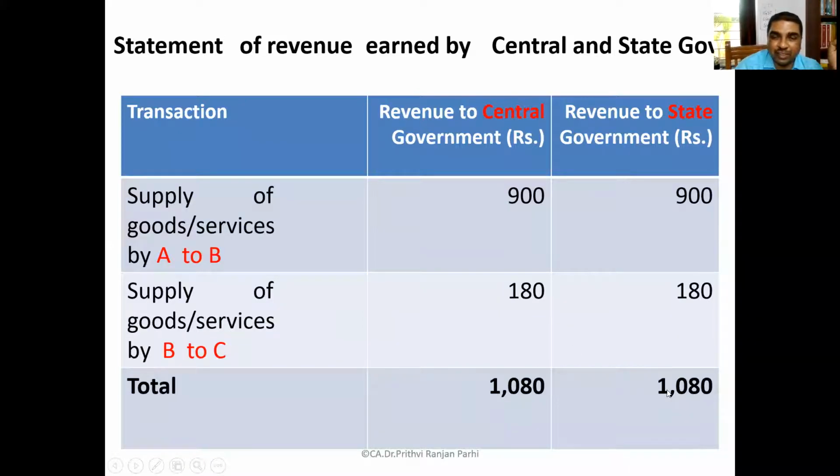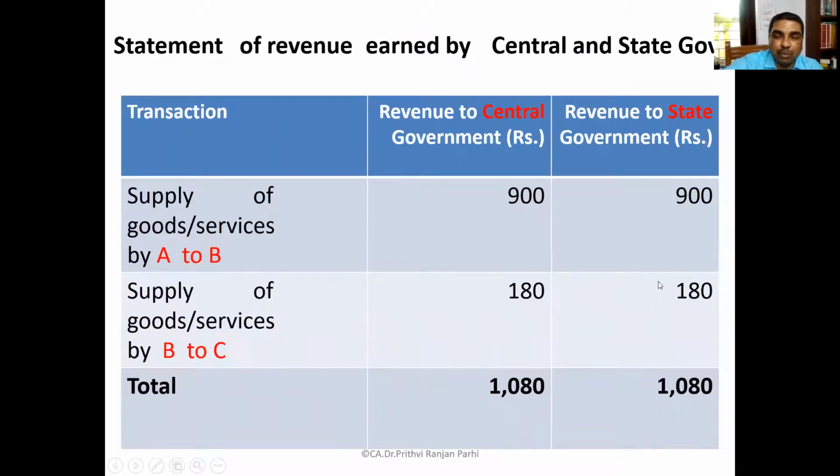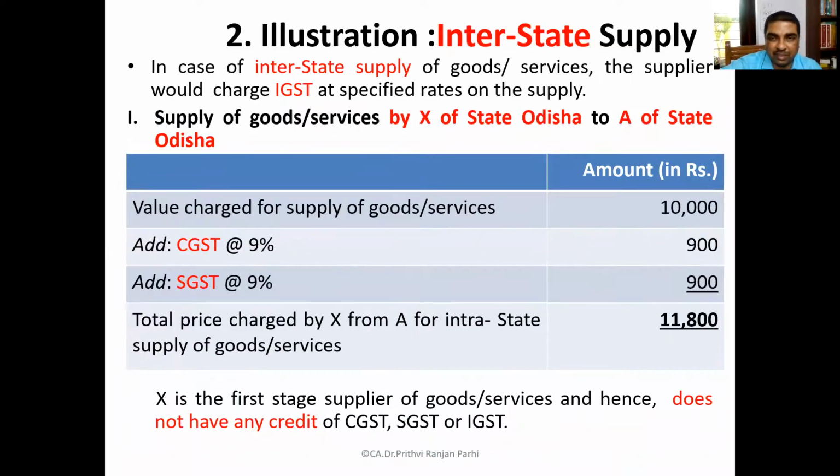Total collection of central and total collection of state: 1,080 rupees. And this was the value you see, 900 rupees, the GST payable. CGST payable was 1,080. SGST payable was 1,080. Both the governments got the full value. And in between, the credit which is available got adjusted. Finally, whatever is the ultimate tax is collected by the center and also collected by the state.